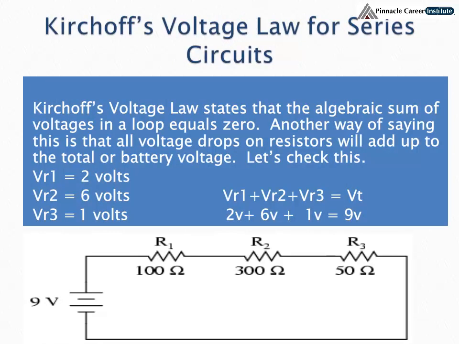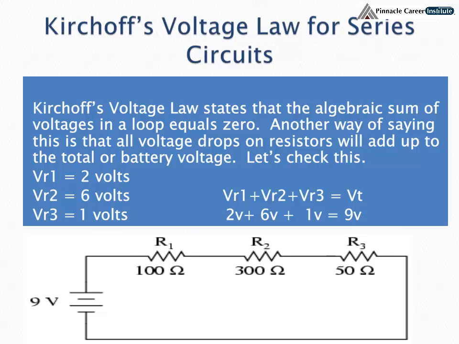This brings us to Kirchhoff's Voltage Law for series circuits, and this is a very important law, one you must understand as we go further into circuits. Kirchhoff's Voltage Law states that the algebraic sum of the voltages in a loop equals 0. In this case, we start off with 9 volts, and we subtract 2 volts from VR1, 6 volts from VR2, and 1 volt from VR3, and we end up with 0 volts.